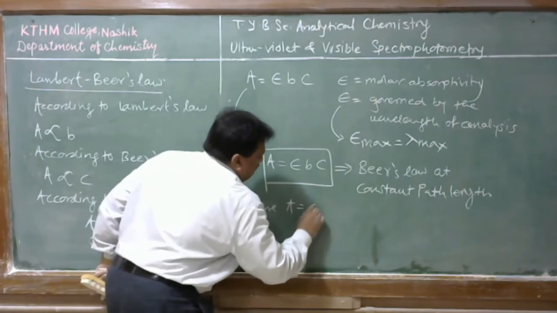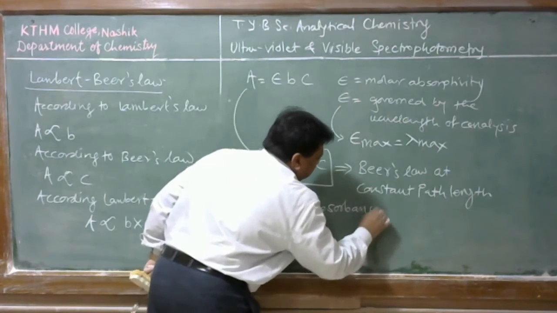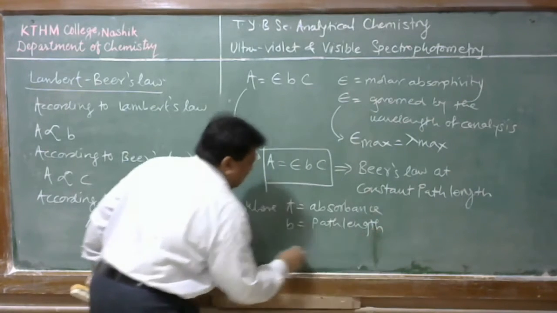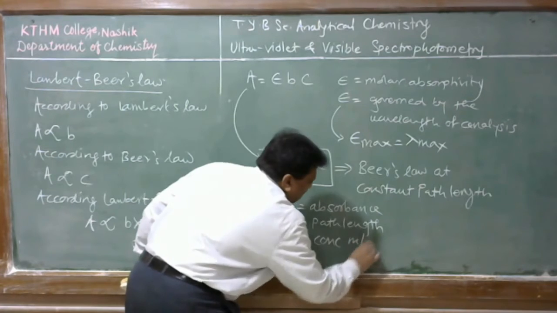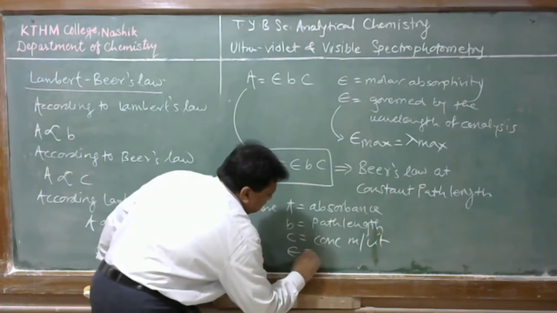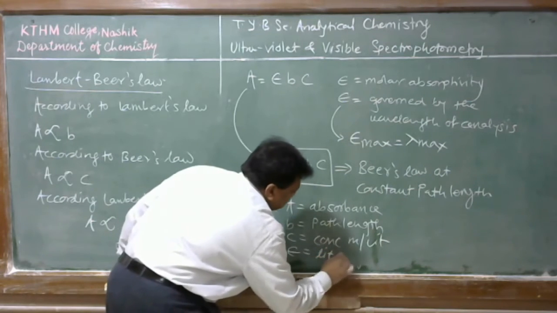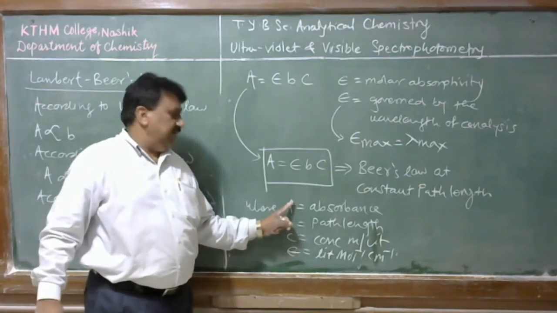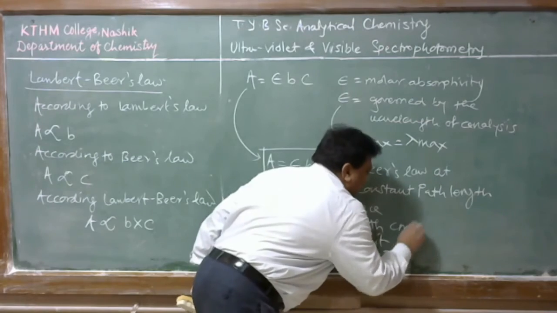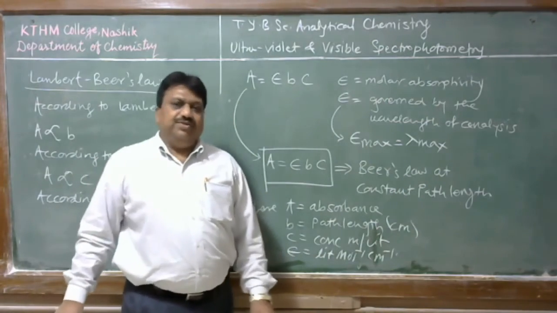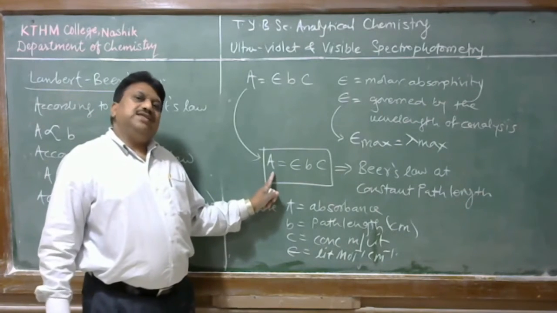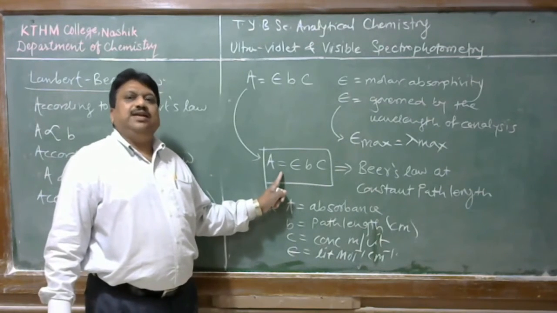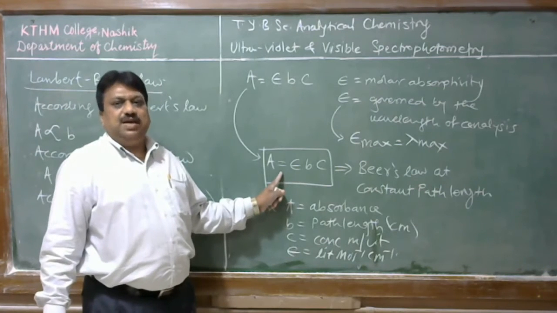where A is equal to absorbance, b is equal to path length, c is equal to concentration in moles per liter, and epsilon is the molar absorptivity in liter per mole per centimeter. Therefore, these are the units, and here path length is in centimeter. Absorbance does not have a unit. Student, this law is called Beer's law at constant path length, and this law is useful for quantitative determination of analyte by measuring the absorbance.